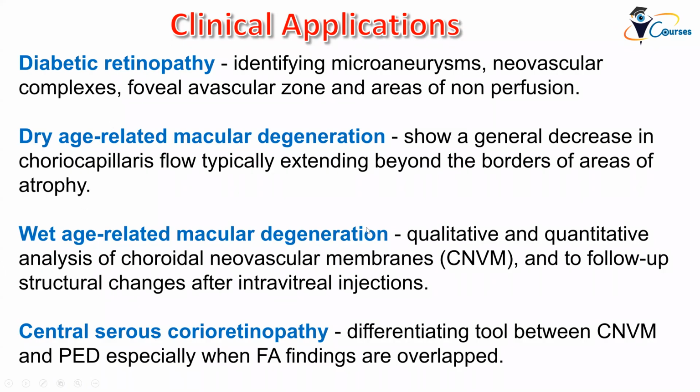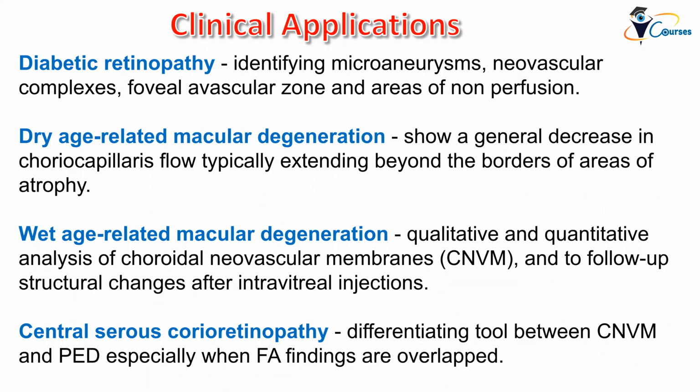Wet age-related macular degeneration is where it will be very, very useful for quantitative and qualitative assessment of the choroidal neovascular membranes and for follow-ups. Also for central serous chorioretinopathy, to differentiate between choroidal neovascularization and pigment epithelial detachment, especially when the fluorescein angiography findings are overlapped. So it will sometimes be very difficult to differentiate between these diseases by the fluorescein, and here comes the role of the OCT angiography.